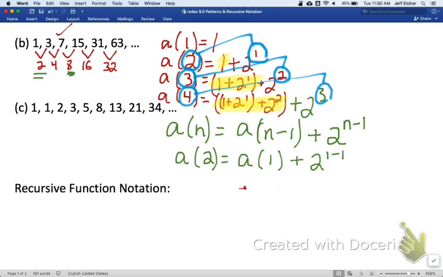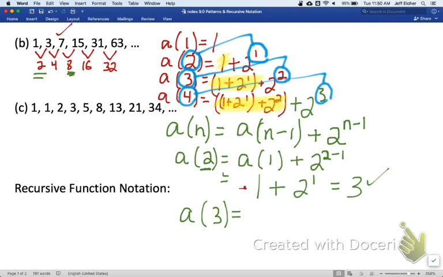2 raised to the 1 minus, n is 2 here. So 2 raised to the 2 minus 1 is plus 2. So this would be, the first term is 1 plus 2 to the first, which is 3. And that's what we should get. Let's try this again. Try the third term.